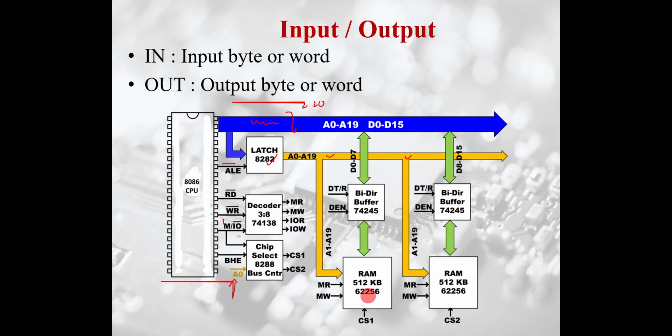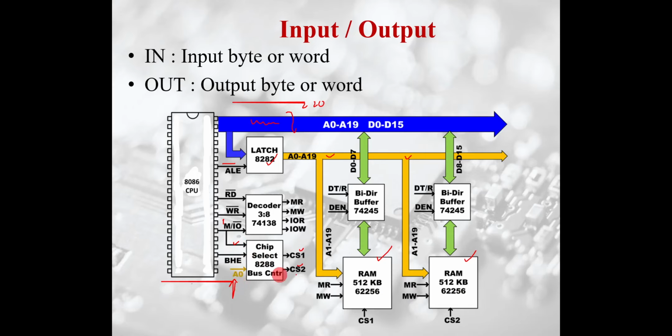So if it is a 0, the odd bank will be selected, and if it is 1, the even bank will be selected through this CS1 and CS2. So to generate CS1 and CS2, what do I require? Because this is the internal RAM, I require the memory signal as well as the least significant bit, right?